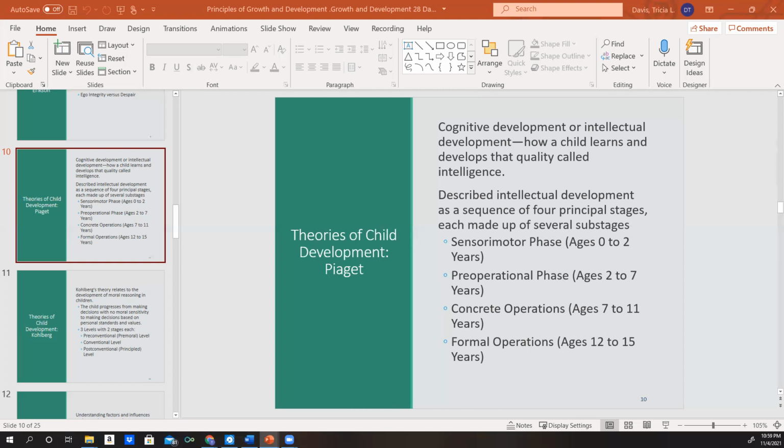her own pace. So there's the sensorimotor phase, which is age 0 to 2. There's the pre-operational phase, which is age 2 to 7, the concrete operations phase, which is age 7 to 11, and then the formal operations phase, which was age 12 to 15.